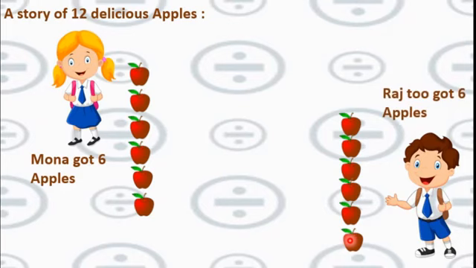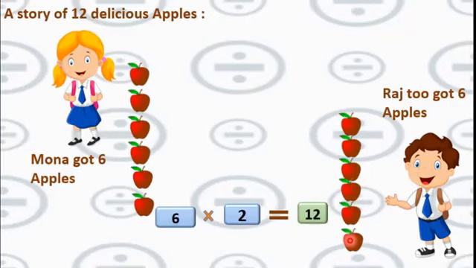Correct? Earlier 12 apples were there. We have distributed 12 apples between these two children. Both of them received 6 apples. Correct? So this we will write in the form 6 multiplied by 2. Means Mona got 6 apples and Raj got 6 apples. So I am going to multiply by 2. Only 2 students are there, right? So what is the answer? 6 2s are 12. Total number of apples.